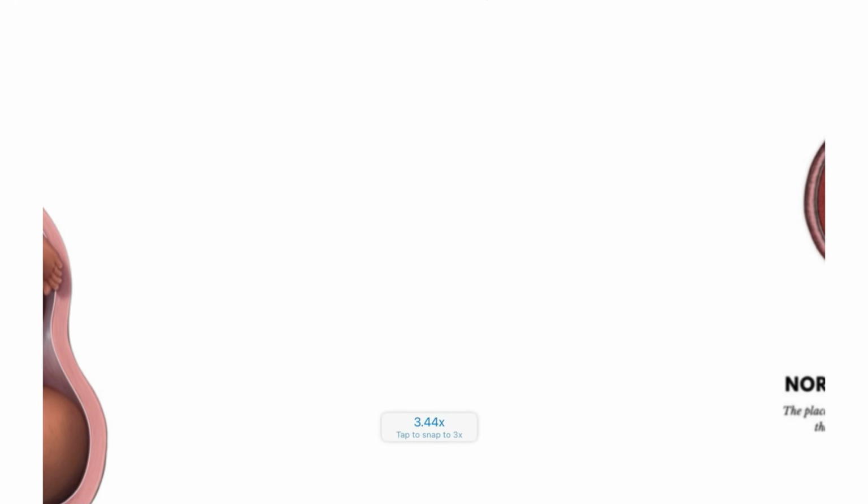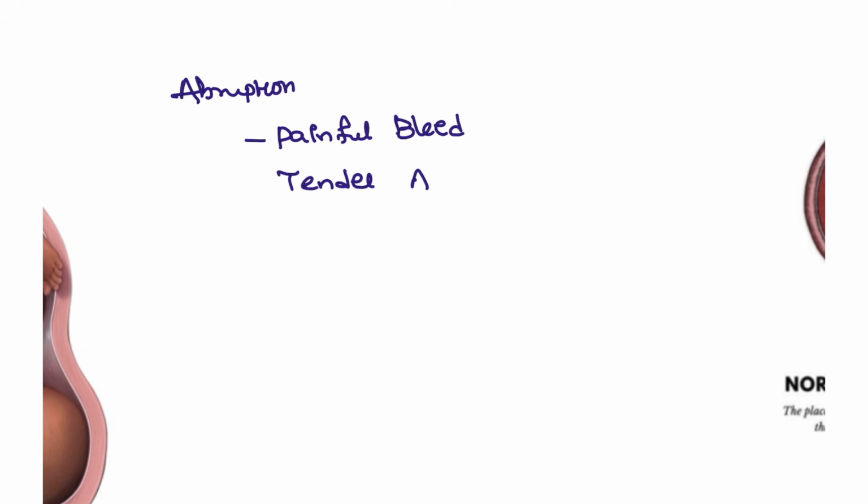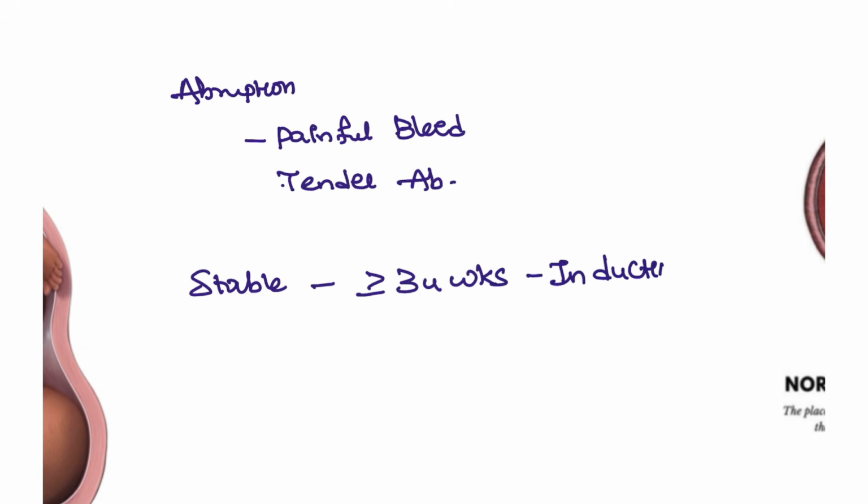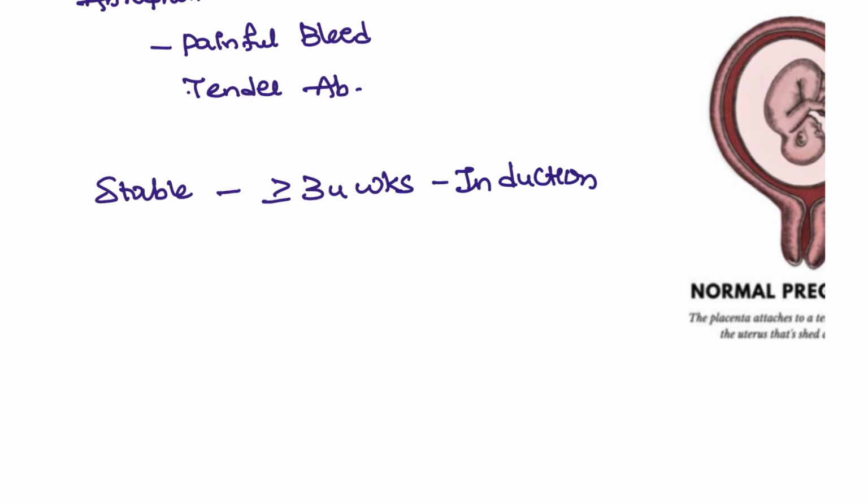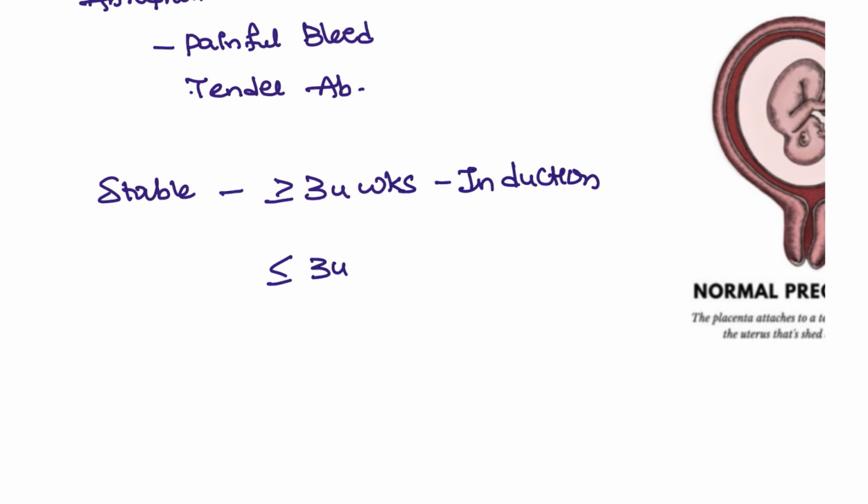Okay, next, abruptio. In abruptio, this is going to be painful bleeding. The mother has painful bleeding plus a tender abdomen. Let's say the mother is stable and more than 34 weeks, then you can start the induction of the labor. Below 34 weeks, you can go for expectant management.